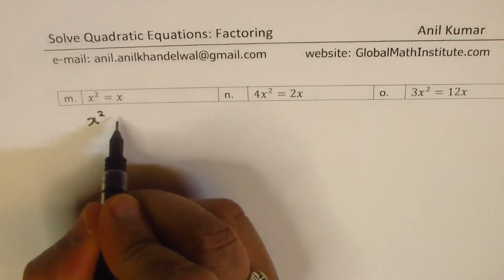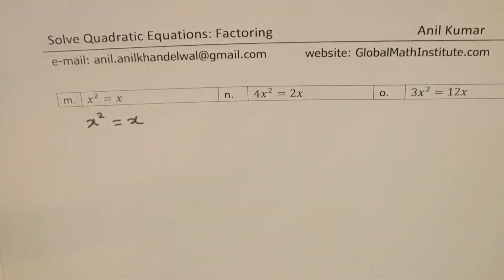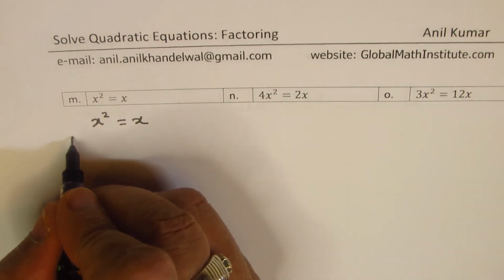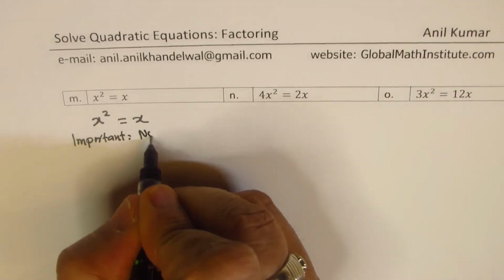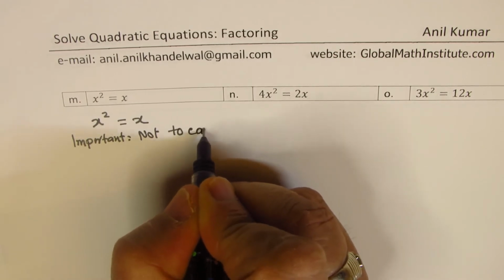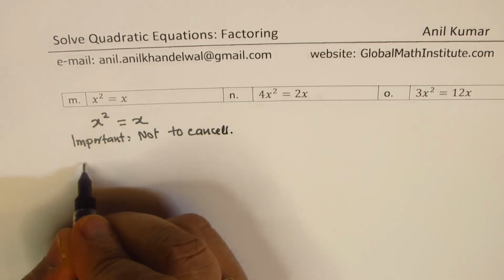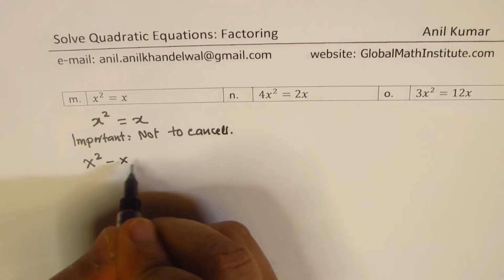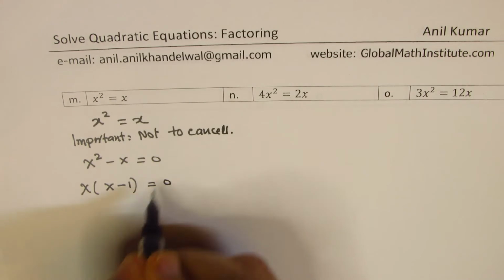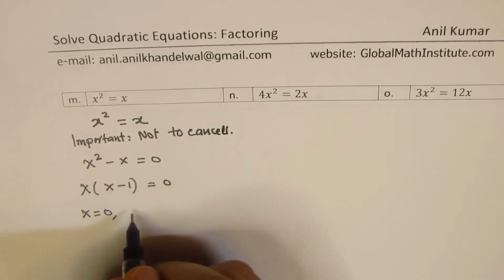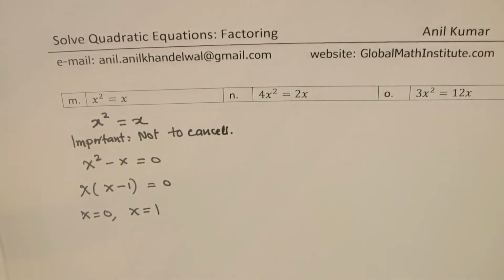We now have x squared equals to x. Now at times you can cancel x and make a mistake, right? So important to note here is not to cancel, right? So what you should do is bring them together, right? And now you factor, so we get x times x minus 1 equals to 0. So we have two solutions, x equals to 0 and x equals to 1. Do you understand? If you would cancel this, you will not get two solutions.